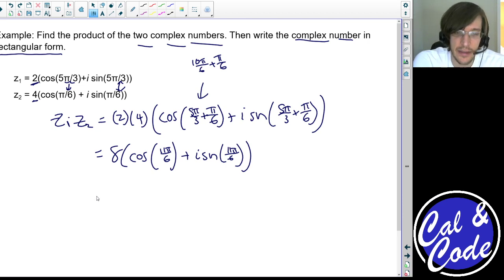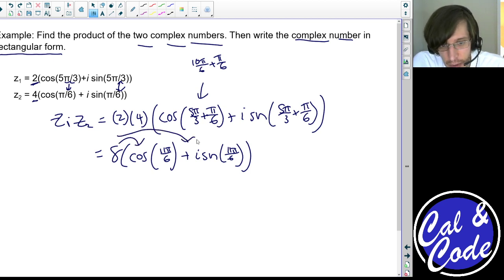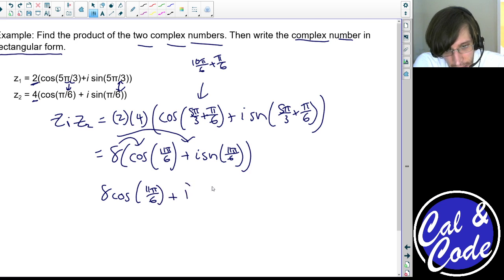Now they want me to write it in rectangular form. Again, all I have to do in rectangular form is distribute this 8 through and work out the math. So I've got 8 cosine of 11 pi 6 plus I times 8 sine of 11 pi 6.